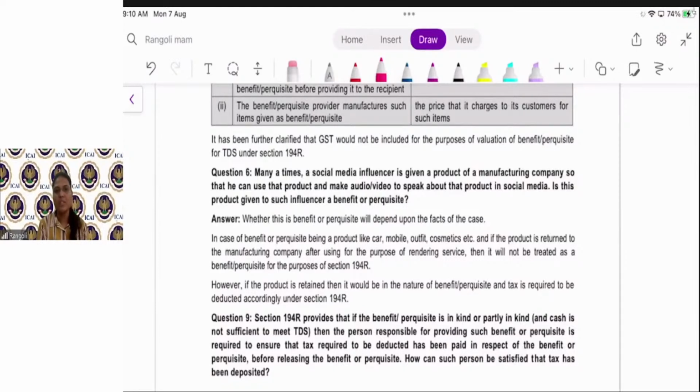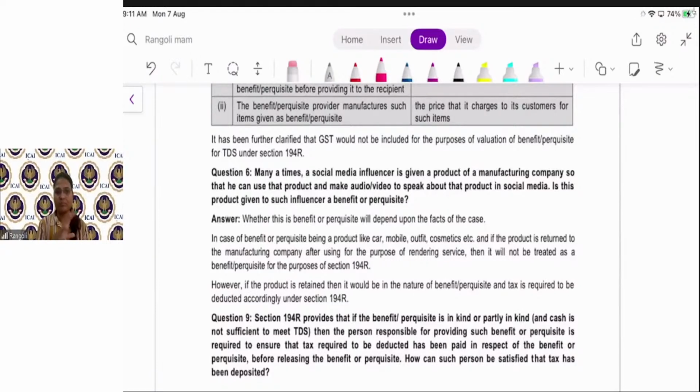Many a time a social media influencer is given a product by a manufacturing company so that he can use that product and make audio or video to speak about it on social media. Is this product given to the influencer a benefit or perquisite? See, my dear friend, if a product is given to a social media influencer for advertisement purposes, then it is not considered a perquisite if, after the use of that product, the influencer returns it to the company.